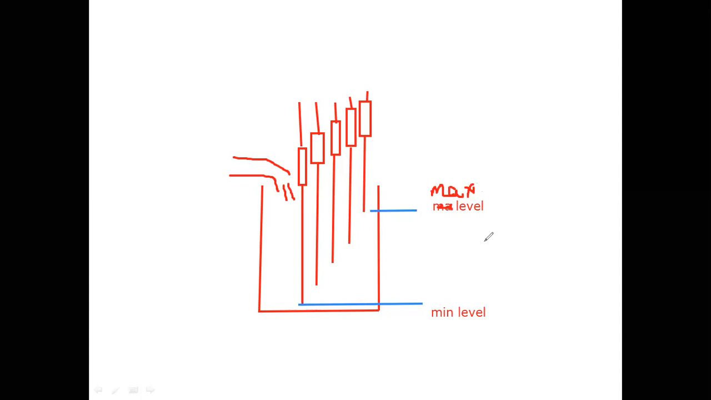Now I want to control the liquid level in a tank by using the resistive principle. Let us suppose this is a motor M, and I am giving supply to it, and the output of the motor is fed to this pipe.